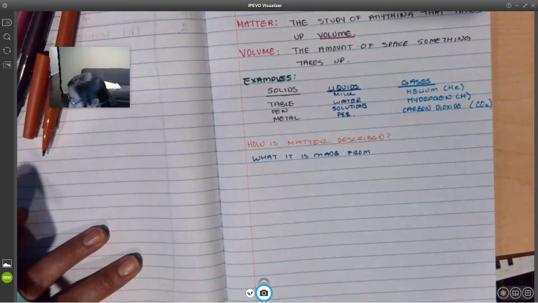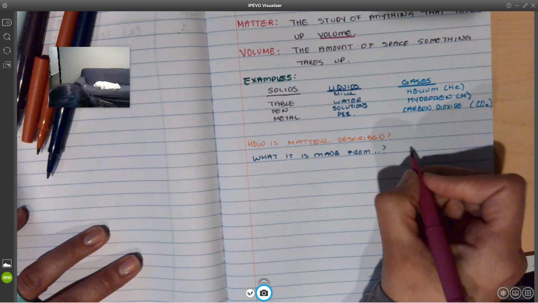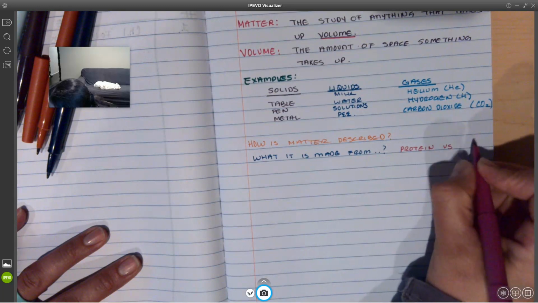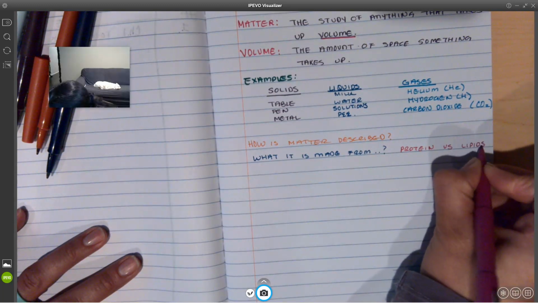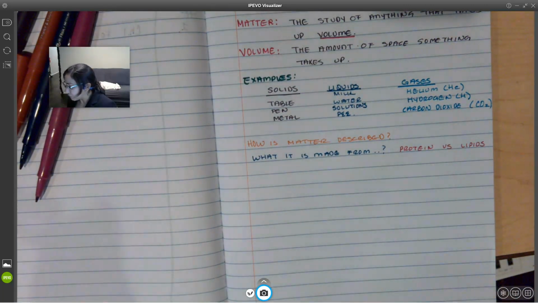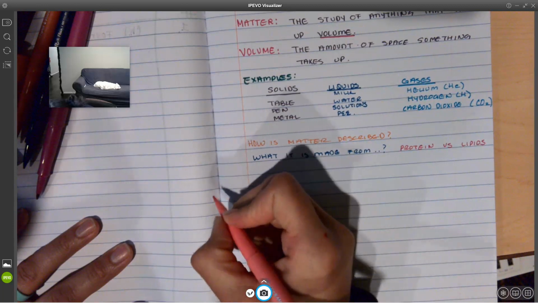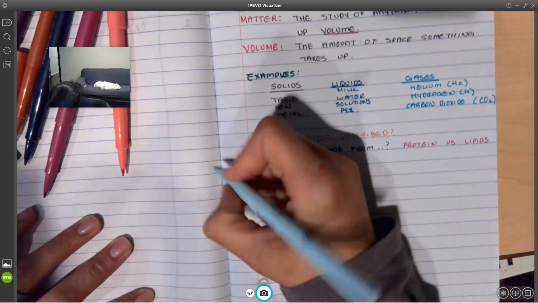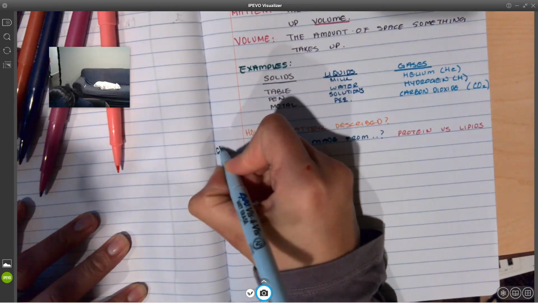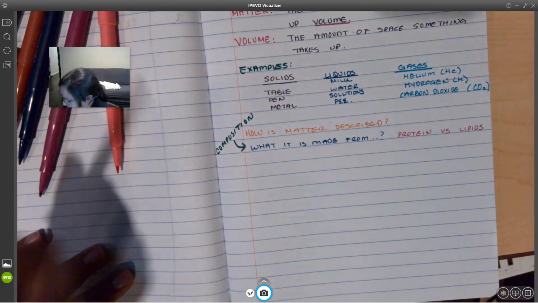So it is just described of what it is made from. So proteins versus lipids or fats. I'm going to just write lipids. And based on our PowerPoint, we know that what something is made from, that's known as composition. So this is our composition. Composition, what something is made from.